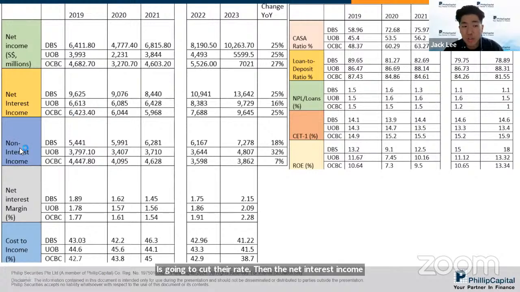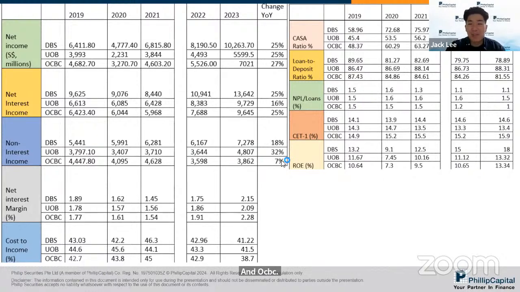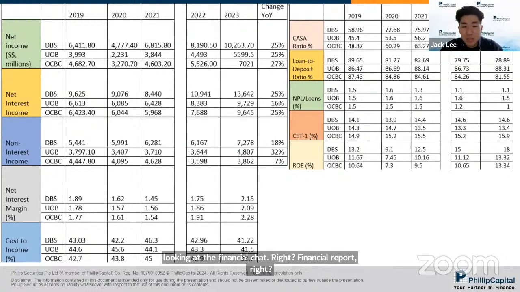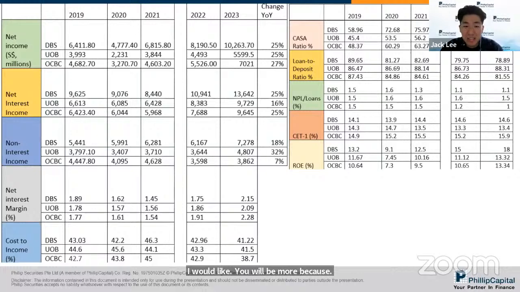So if you have a strong non-interest income, then I definitely will look at it and maybe will like it more. So looking at the annual report, we can see that DBS is growing 18%, UOB is growing 32%, and OCBC only increased 7%. So by looking at the financial report, I would like UOB more because the non-interest income grew 32% last year.